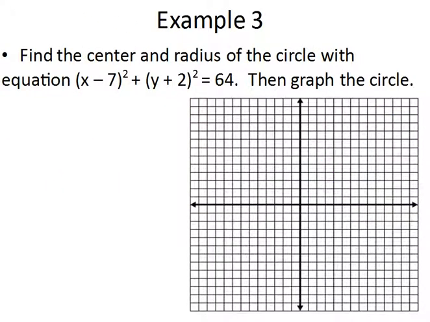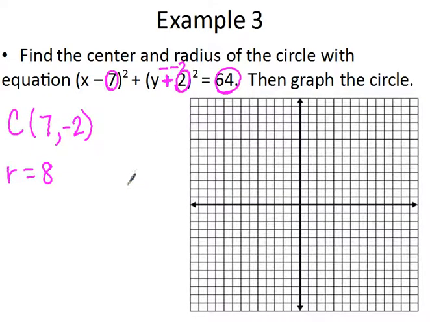Alright, so this time it says to find the center and the radius of the circle, and they gave us the equation. So, center, we'll put a C. H is here, so that's 7. Y, or K, is right here, but this is a plus here. So think of this as minus negative 2. So your K is negative 2. And then your radius is the square root of this. So square root of 64 is 8.